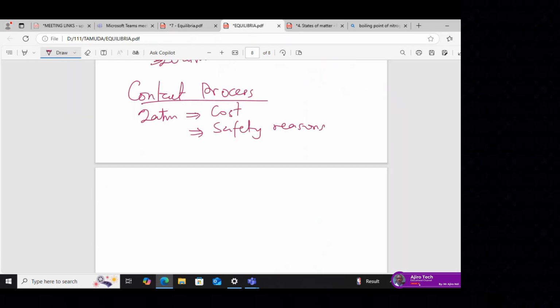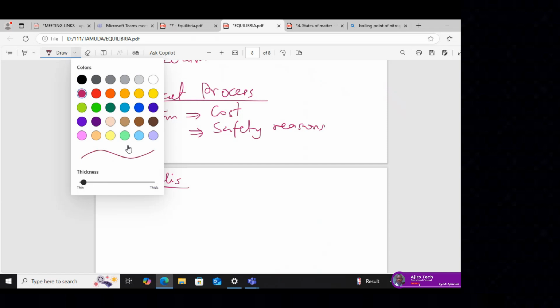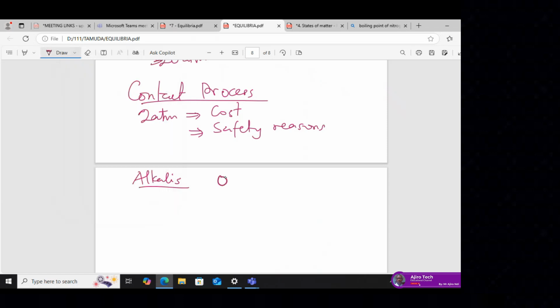How do you know the formula of those hydroxide alkalis? Hydroxide is OH minus. So lithium group 1, sodium group 1, potassium group 1. Then magnesium group 2, calcium group 2, barium group 2. So this group has valency of 1. So what will be the formula of the hydroxide?